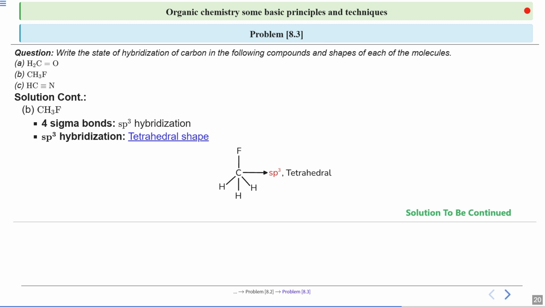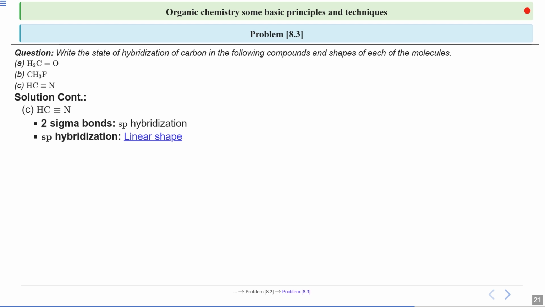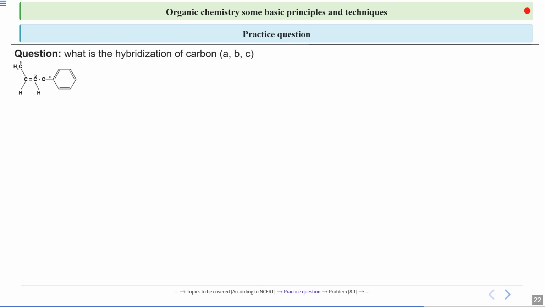Moving on to the last one, which is question number C. Here the compound is HCN and there are 2 sigma bonds present. One is between carbon and nitrogen and one is between carbon and hydrogen. Therefore, the shape will be linear and this can be represented here in the diagram, a linear shape. Moving on to the next question, which is a practice problem.